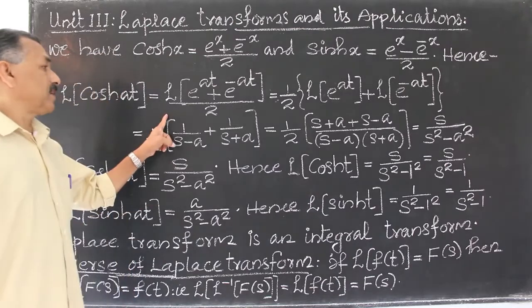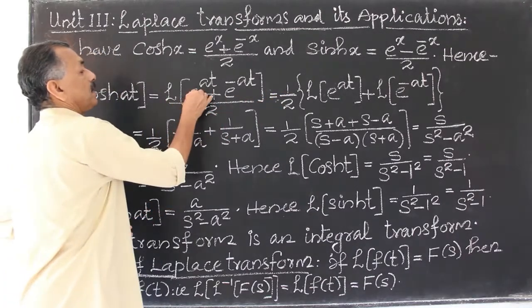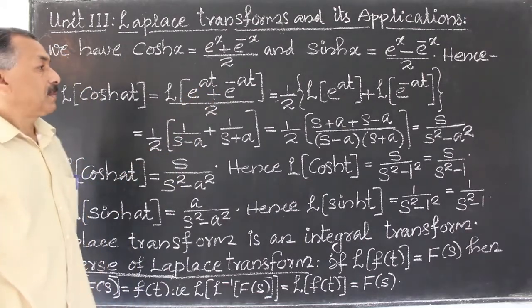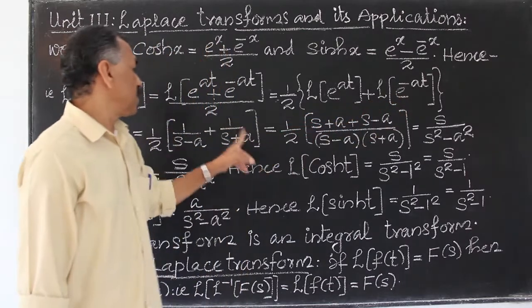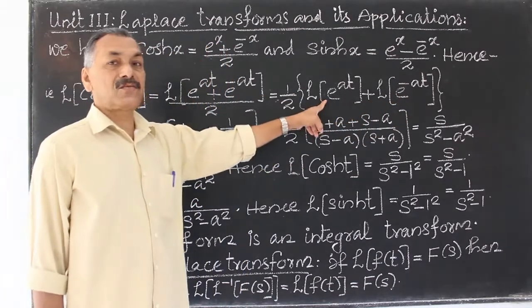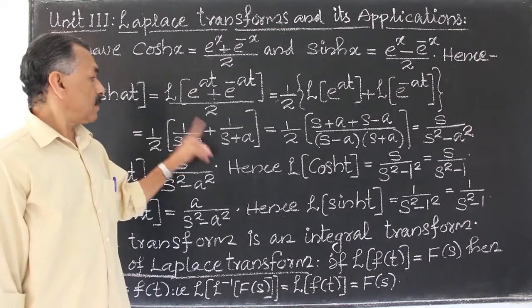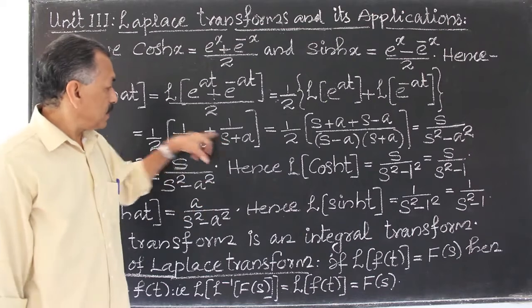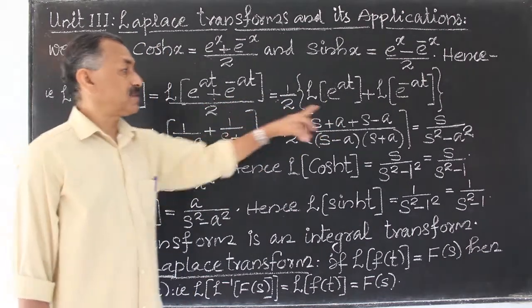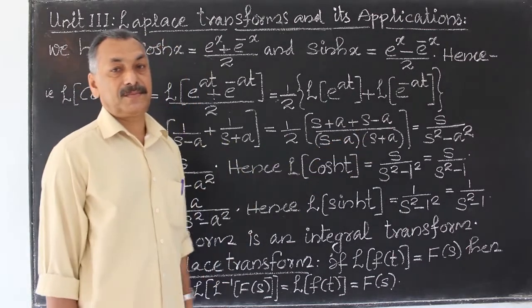The Laplace transform of e raised to at is equal to 1 divided by s minus a. Then the Laplace transform of e raised to minus at is equal to 1 divided by s plus a. That is 1 by 2 into 1 divided by s minus a plus 1 divided by s plus a. We cross multiply and simplify here. Cross multiply that, s plus a, s minus a into s plus a.